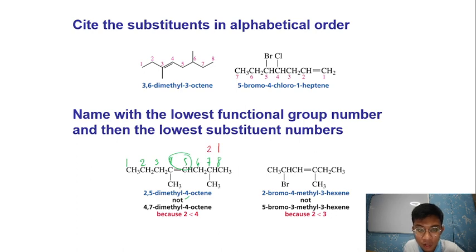Let's use red. 1, 2, 3, 4, 5. So, yung double bond nasa 4 and 5 pa rin. So, ito yung number 2, 5, 4, 7. So, alin ang mas mababa? Yung set ng number, yung may 2. So, that's why the name niya ay hindi 4,7-dimethyl 4-octene, but the name is 2,5-dimethyl 4-octene. Okay?